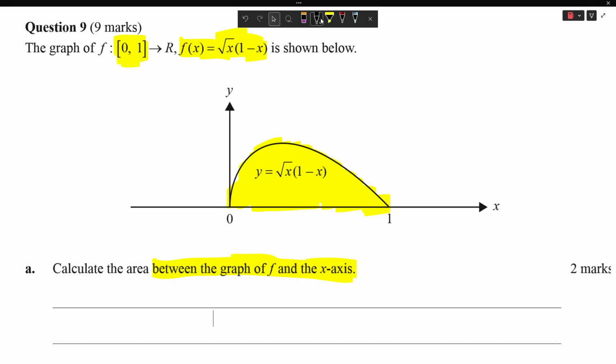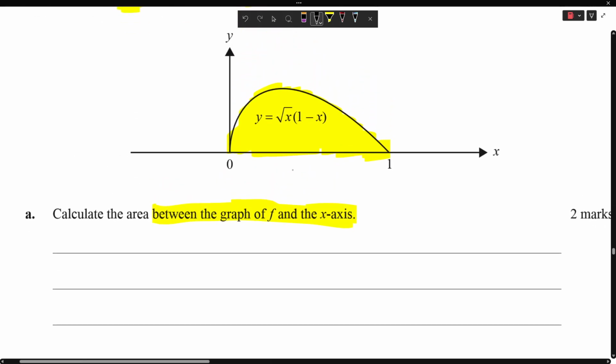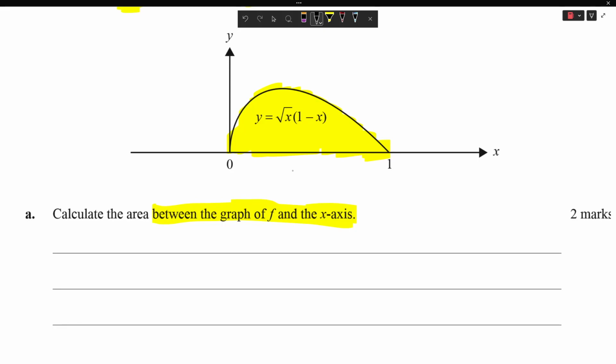So we know that we can calculate this area using integrals, because integrals give us the total signed area under a curve. Luckily, we're not going to have to worry about any negatives or anything like that, because the curve is above the x-axis on its domain. So how can we get the area? Well, we're going to do the integral from 0 to 1 of f of x dx.